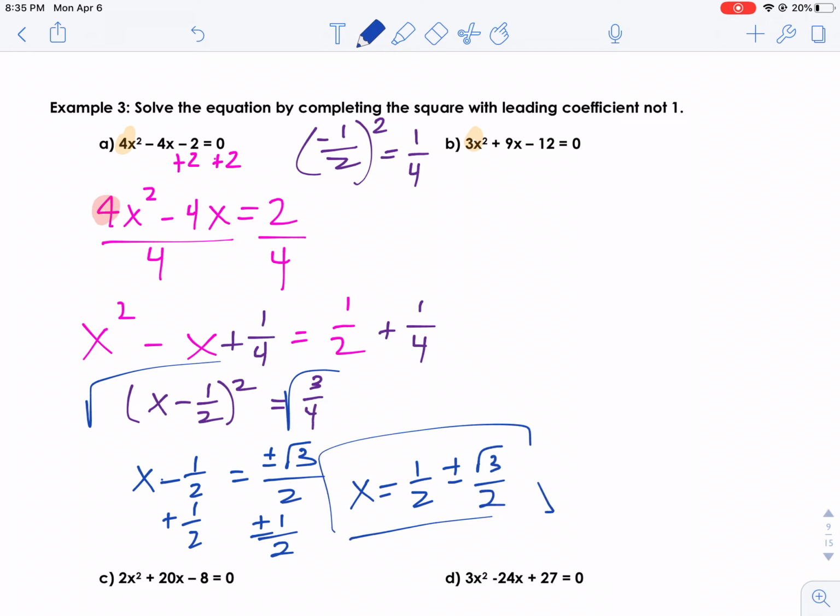Okay, so really the only difference is this step right here where we are dividing everything by that leading coefficient before you do the process of completing the square. So again, you have to divide first and then start completing the square.